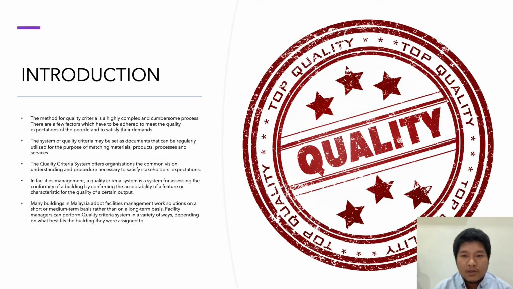In this dissertation, for the introduction, I would like to explain briefly what a quality criteria system is. My study is to identify what kind of quality criteria system is used to assess building condition, performance, and so on. The method for a quality criteria system is a highly complex and cumbersome process. There are a few factors which have to be adhered to in order to meet the quality expectations of the people and to satisfy their demands. As we know, building occupants are very picky nowadays.